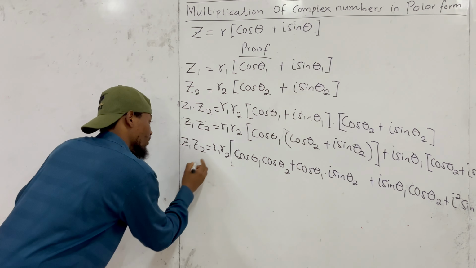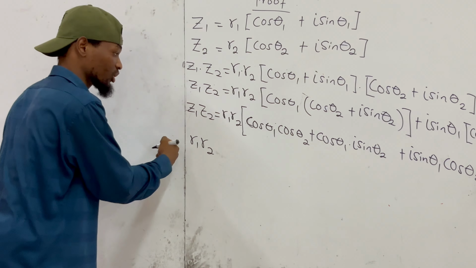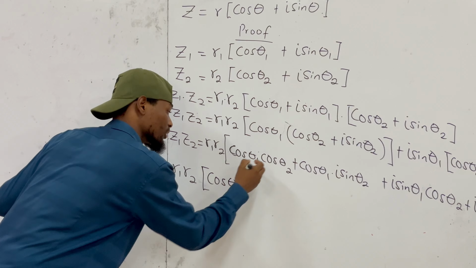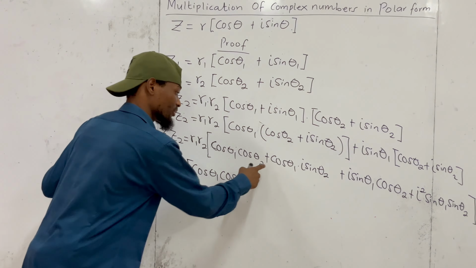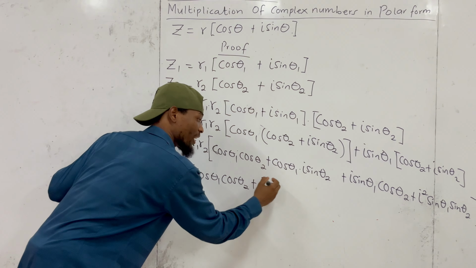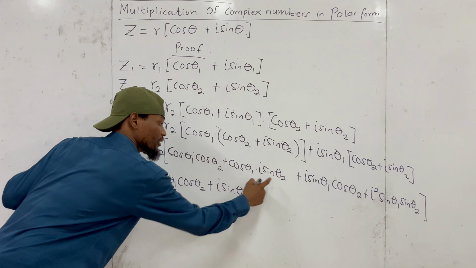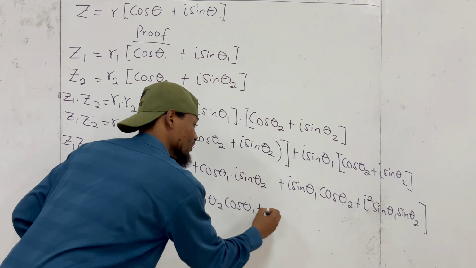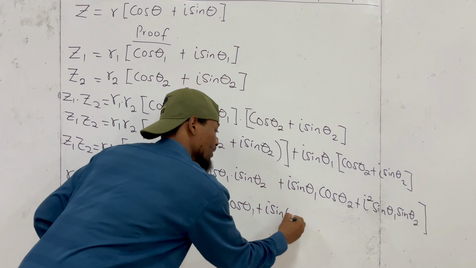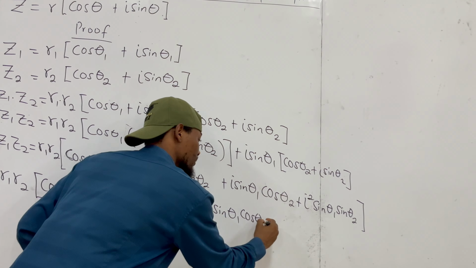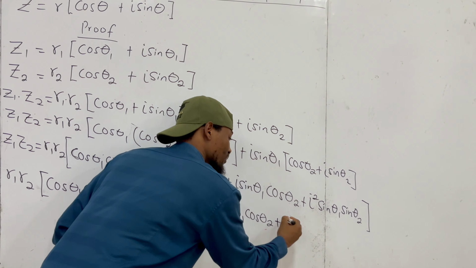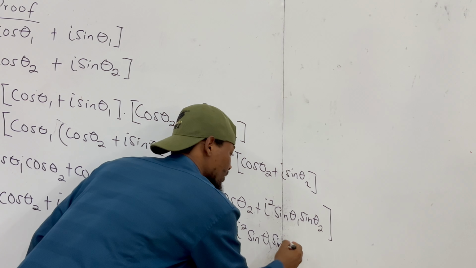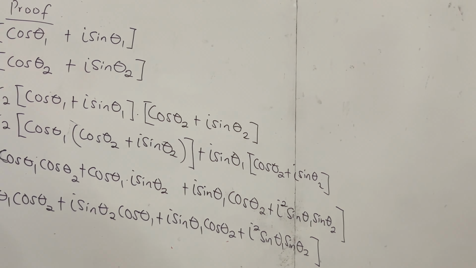Okay, so let's do rearrangement over here. I have r1 r2, of course, which is equal to z1 z2, then cos theta 1 cos theta 2, plus i sine theta 2 cos theta 1, plus i sine theta 1 cos theta 2, then plus i squared sine theta 1 sine theta 2.